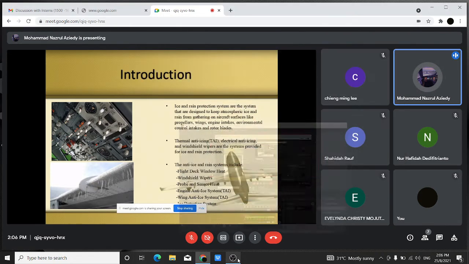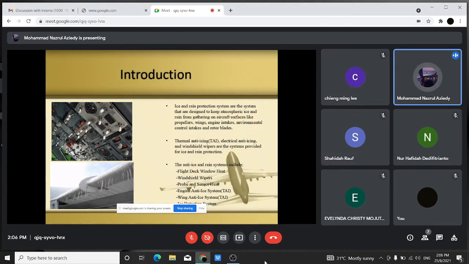Thermal anti-icing, electrical anti-icing, and windshield wipers are the systems provided for ice and rain protection. The anti-ice and rain systems include flight deck window heat, windshield wipers, probe and sensor heat, engine anti-ice system, wing anti-ice system, and ice detection system. Thermal anti-ice uses engine bleed air from the compressor carried in ducts to heat the engine intake lip and the three inboard slats. A duct is a system used to circulate air for heating and cooling.